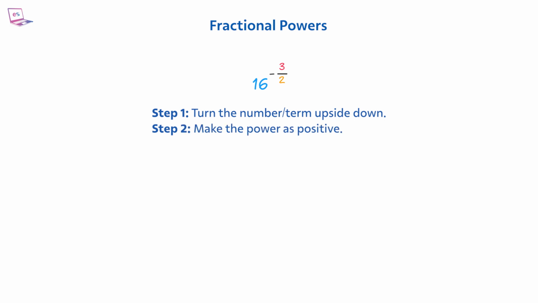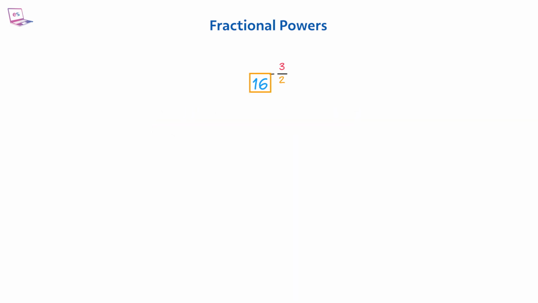When you come across a negative power like this, you can simplify it by following two steps. Step 1. Turn the number or term upside down. Step 2. Make the power positive. When you flip the number 16 upside down, it becomes 1 over 16. Next, make the negative power a positive power. By changing the sign from negative to positive, minus 3 over 2 becomes 3 over 2. So, the term becomes 1 over 16 to the power of 3 over 2.